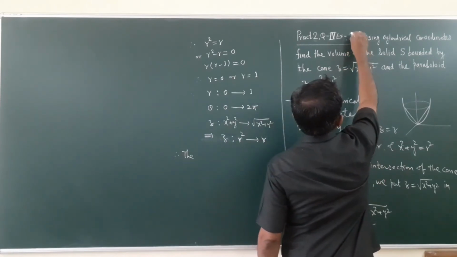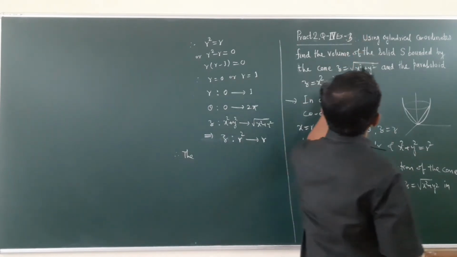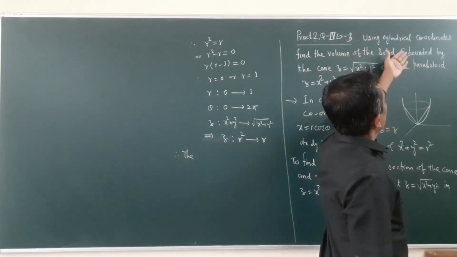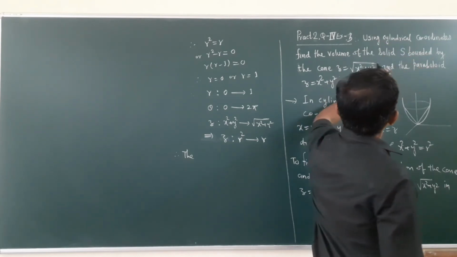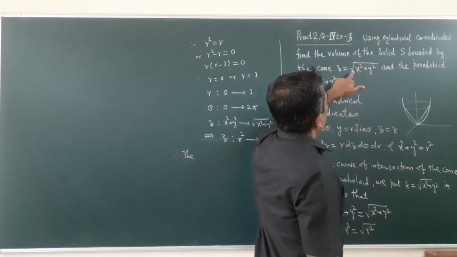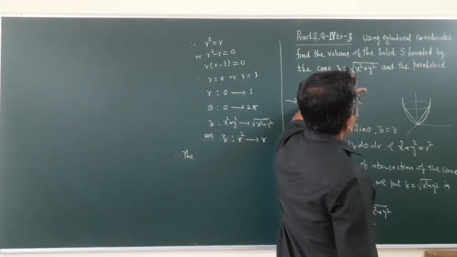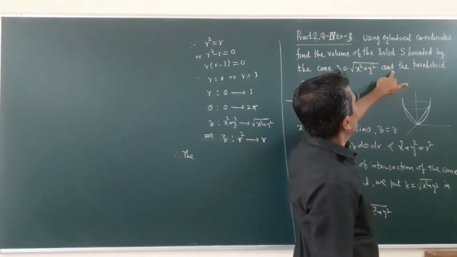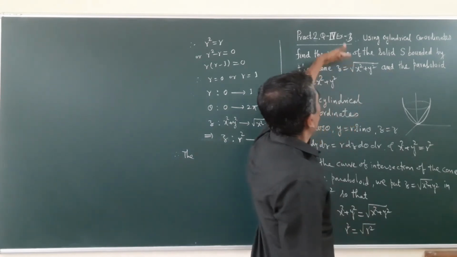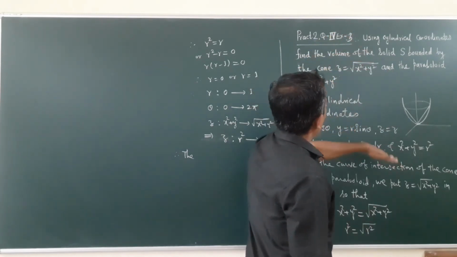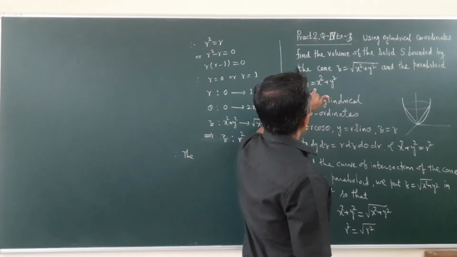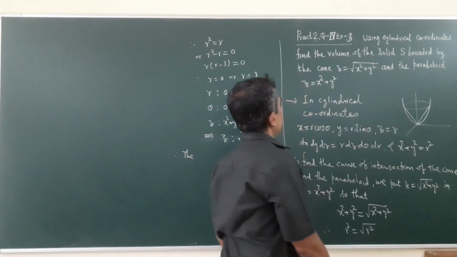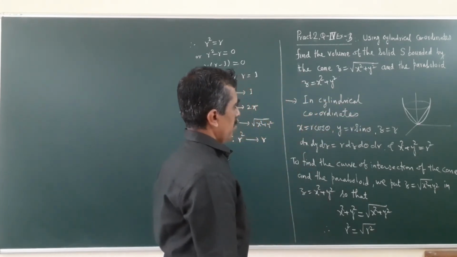Find the volume of the solid region S in R3 using cylindrical coordinates, where S is bounded above by the cone z equals square root of x square plus y square, and bounded below by the paraboloid z equals x square plus y square.